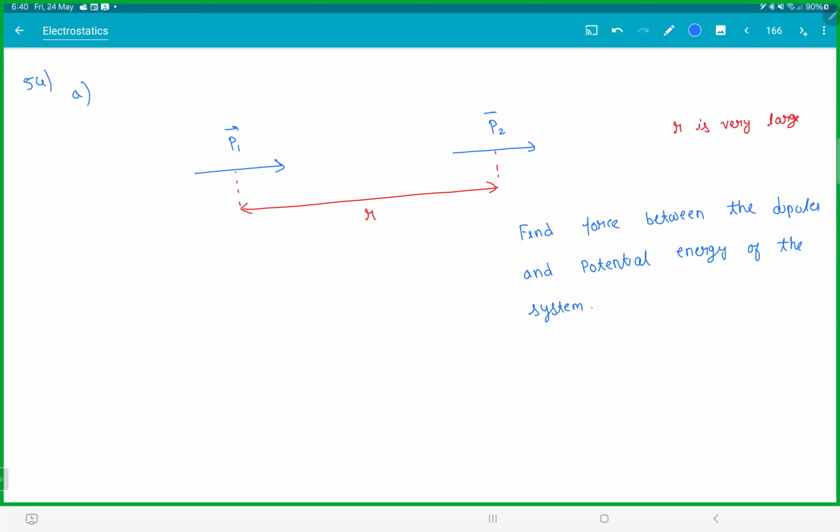This will be a proper advanced question. Give it a try for 1 or 2 minutes, then I'll show you this, and then I'll ask you the B part that you can also try on your own. But first, give it a try for 2 minutes. How will you find the force between two dipoles?